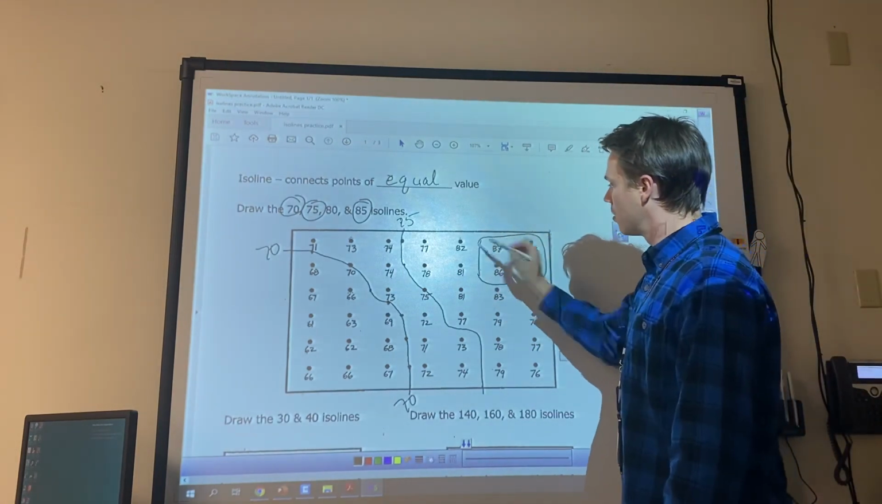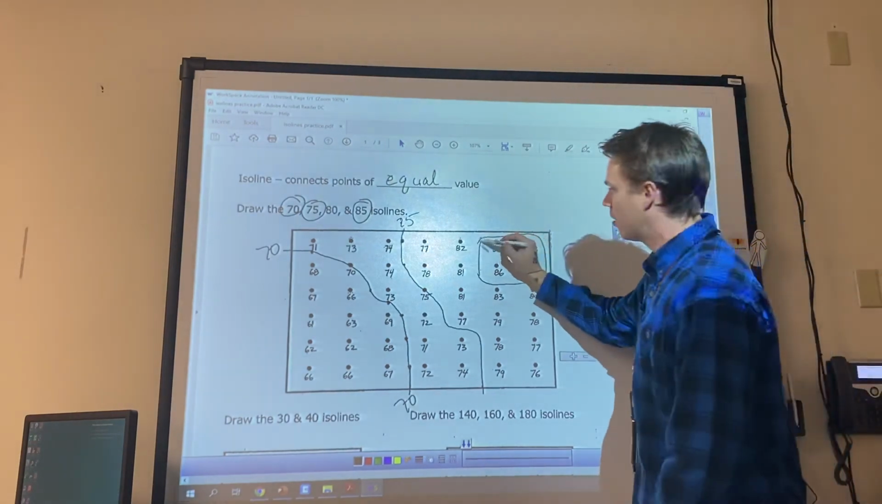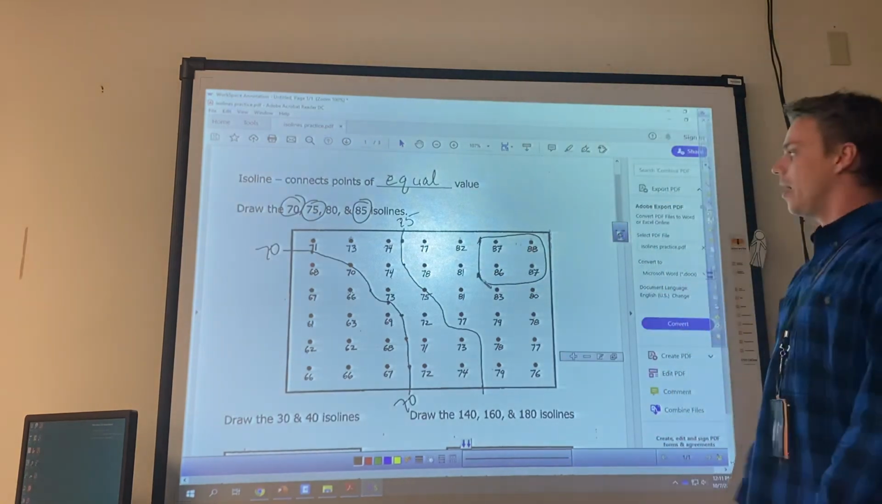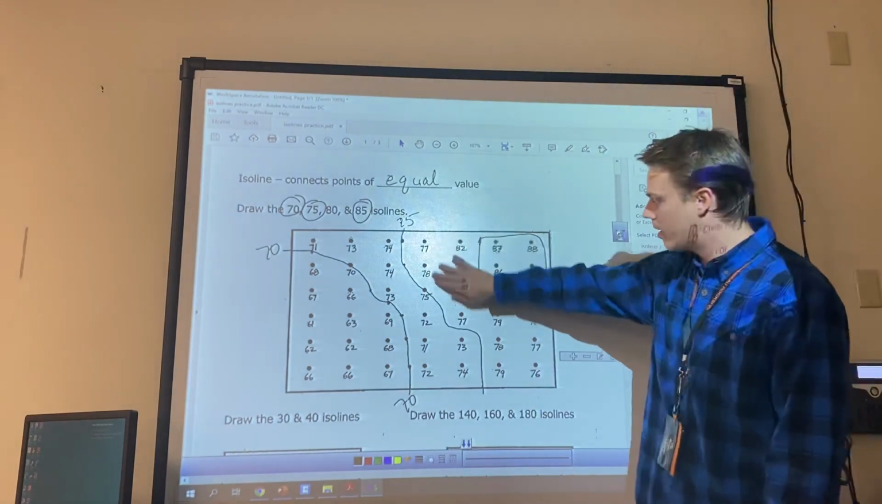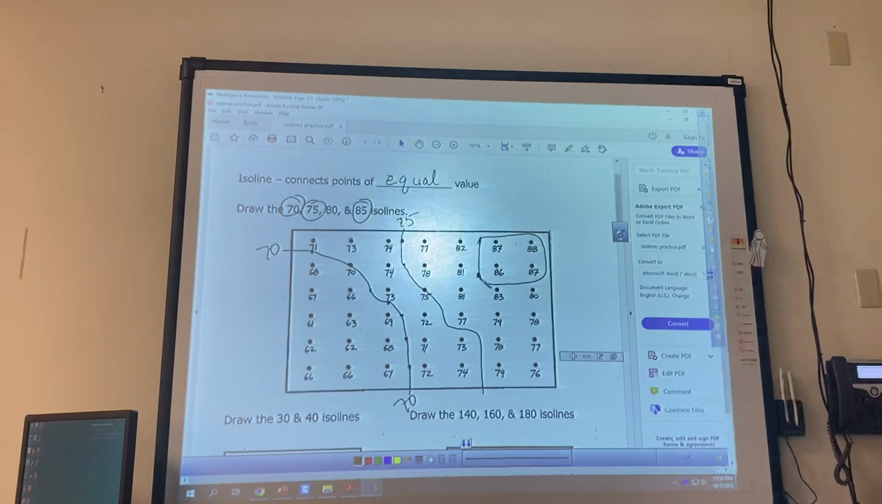And there we go. So I made a circle there, a circular type thing. Got to make sure that that touches. Make sure that touches. Good. And all the numbers inside the circle are more than 85. All the numbers outside the circle are less than 85. So this is the intro to drawing isolines.